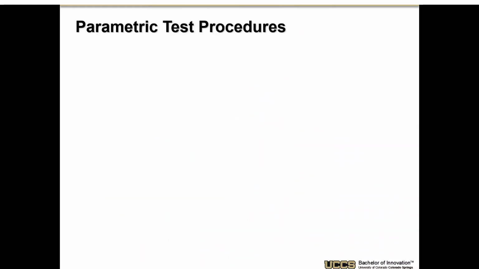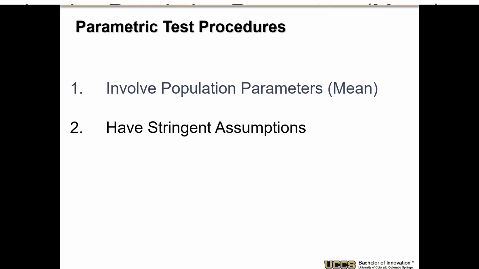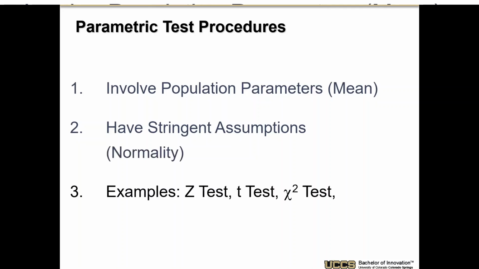So parametric test procedures are pretty easy to understand at a certain level. They basically involve population parameters. So if I assume everything is a Gaussian, then I can talk about the mean, okay? And I have some stringent assumptions. I've assumed normality. So this is the most common set of parametric tests. Example tests that fall into this are the z-test, the t-test, and the chi-square test. All 3 of these, and one more, sorry, the F-test.